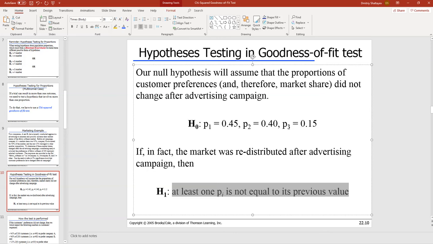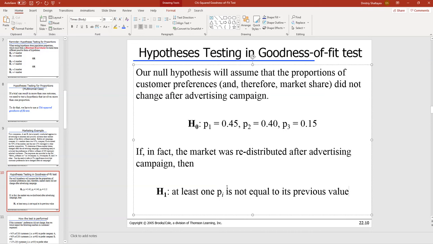So for all I know, all three proportions can change, right? So company A can control now 35%, company B can control now 50%, and other companies can control, I don't know, 9%, right? So as long as they add up to 100. So all three can change, or only two can change, or only one. Well, one cannot change, right? If one changed, that means something else also changed. But at least one proportion is not equal to its previous value. So this is my generic way to write down the statement that market shares are not the same after the advertising as they were before. Okay.